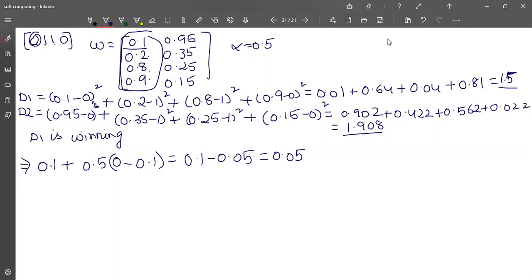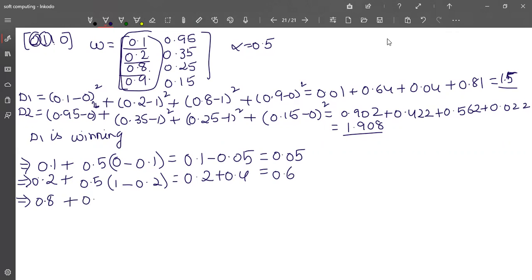Now let's update 0.2. Old weight is 0.2 and our learning rate alpha is 0.5 into our x2 is 1 minus our old weight 0.2. So this gives 0.2 plus 0.5 into 0.8, which is 0.4. So 0.2 plus 0.4 is 0.6.